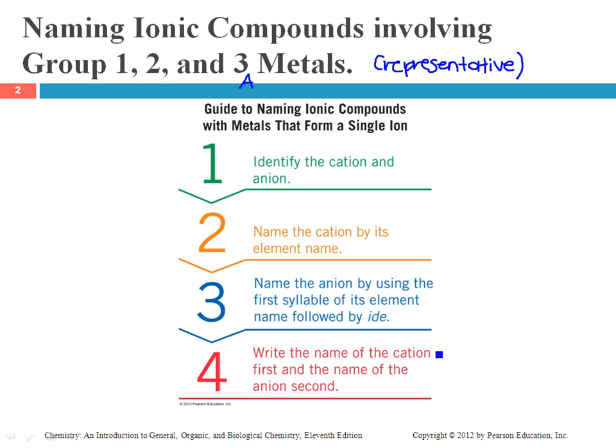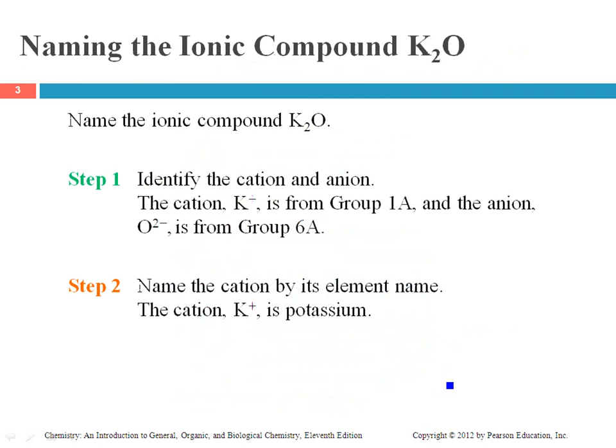So just to review, our cation is going to be the metal and the anion is the nonmetal, because metals form positive ionic charges and nonmetals form negative ionic charges. So we're just going to use these steps. The best way to do these is just to practice.